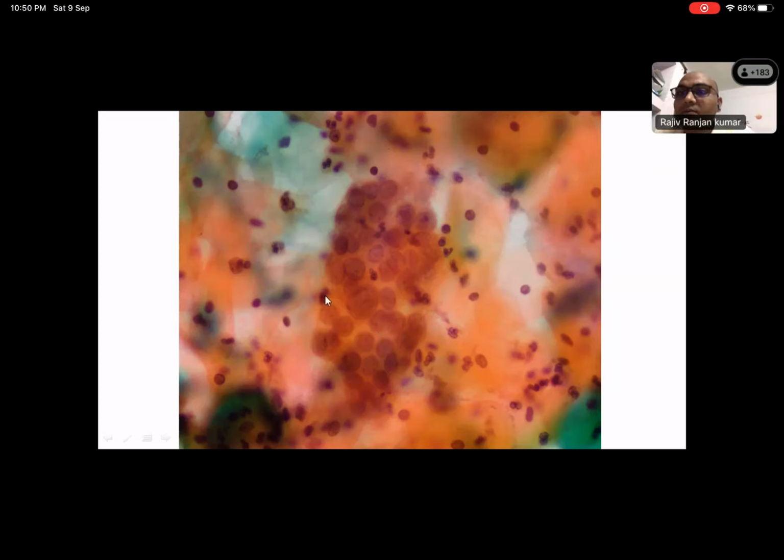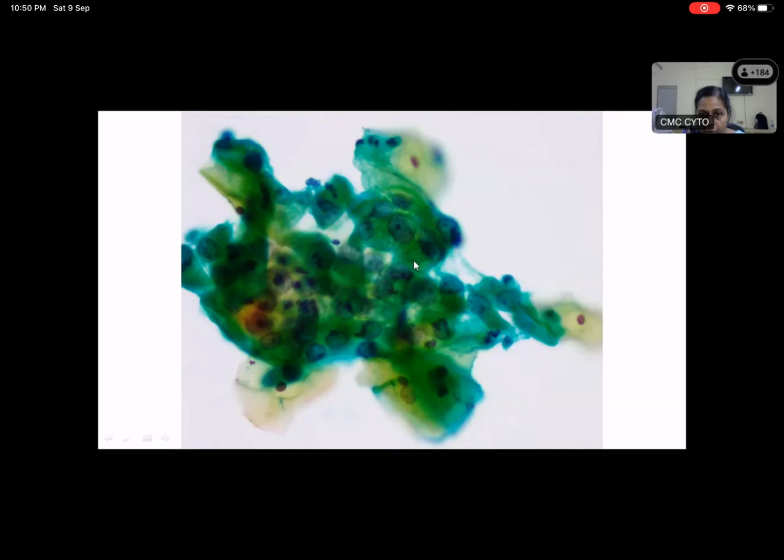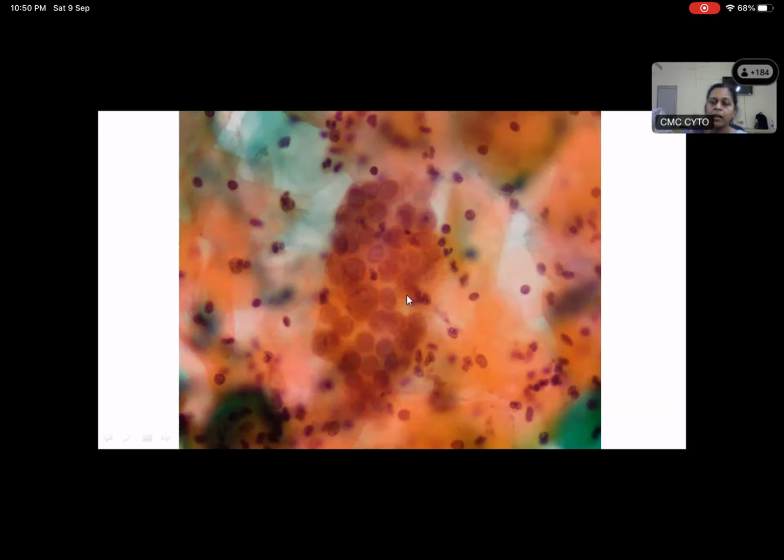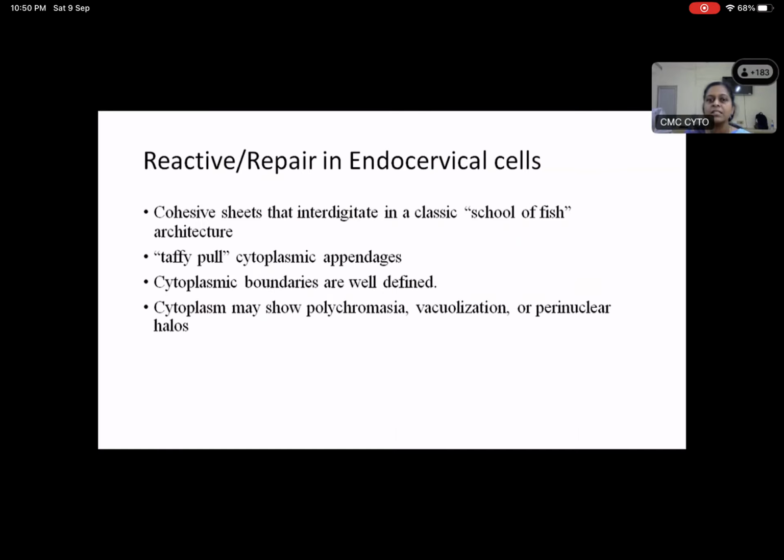But what are these? Polymorphs. Neutrophils, they are the polymorphs. So you can see that there are polymorphs within this, and you can see that this sheet is showing marked anisonucleosis. And in the previous one, we saw that there was also some prominence of nucleoli. So this will fall under what kind of endocervical cells? What will you put them into? So this is reactive or repair. Okay, so this is the reactive or repair in endocervical cells.